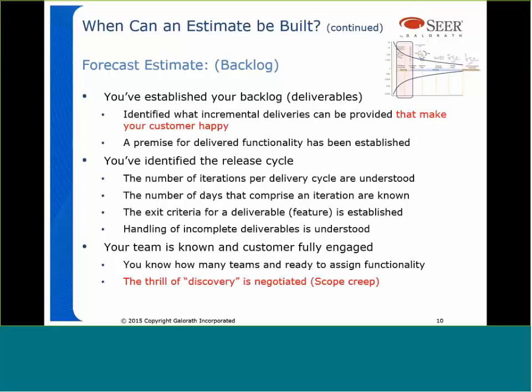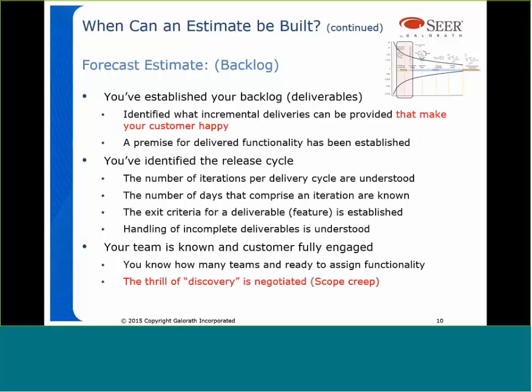Generally speaking, at the forecast estimate, you've identified what the release cycle is. That's usually driven by your customer requirements, the product owner. But then internally within your team, you start to make decisions about, well, how many iterations do we think are going to be in a delivery cycle? So how many sprints per release, et cetera? How long are our sprints going to be?